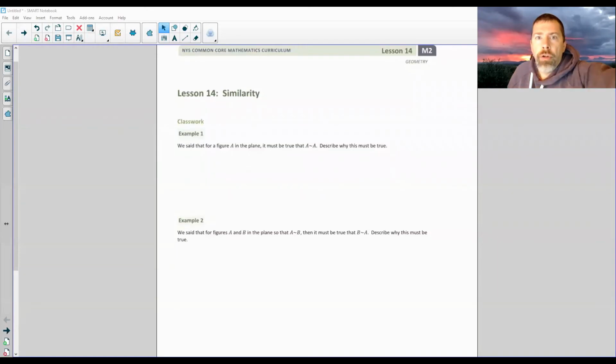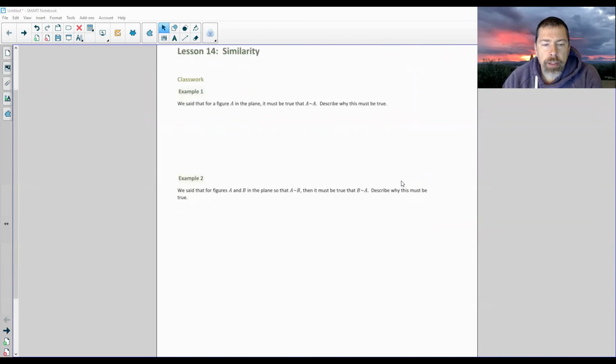Okay, this is lesson 14, Similarity. Classwork example 1. This is a quick lesson and a lot of just talking and explaining what we've learned in the previous lessons. It says that we said for figure A in the plane, it must be true that A is similar to itself. Describe why this must be true.